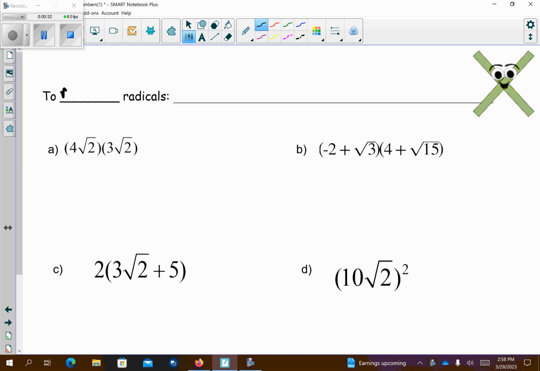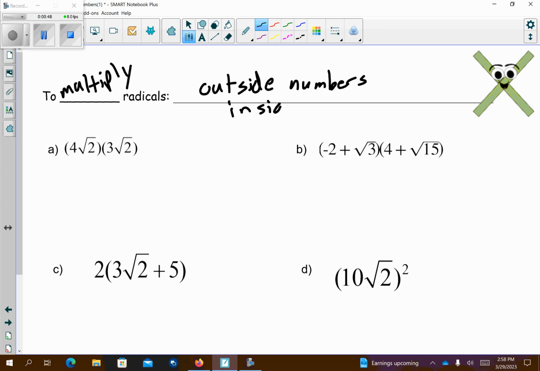So to multiply radicals, you do outside numbers and inside numbers. All right, so let's talk about outside numbers. 4 and 3 are outside numbers. If we multiply them together, I get 12. And then if I go inside numbers, I get root 2 times root 2, which is root 4, but you know that root 2 times root 2 has to be 2 because they're the same radical. So my answer to this is just 24.